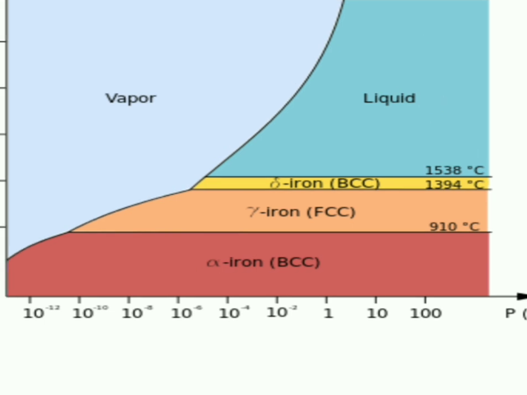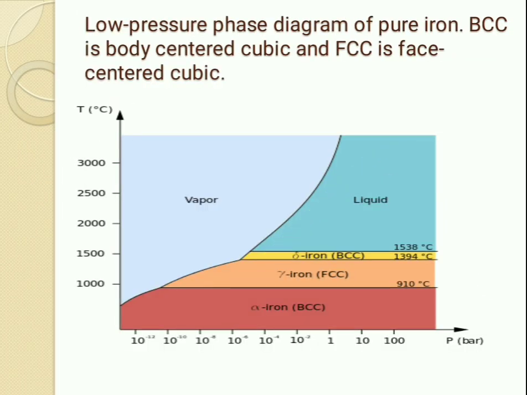Below that it is called delta iron, where the crystal structure is BCC. Again, below that temperature it converts to gamma iron, where the crystal structure is FCC. With further cooling, it converts to alpha iron, where the crystal structure is again BCC. Also, during the cooling, the magnetic properties of the metal can change. So that is a basic property of iron.